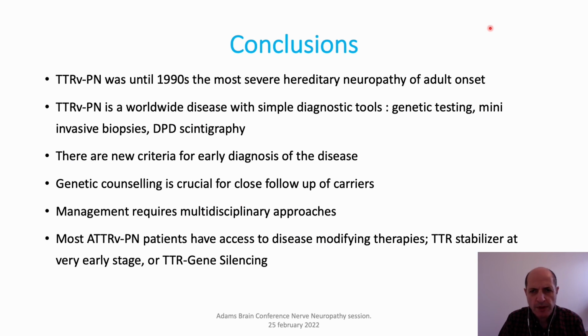TTR amyloid polyneuropathy was supposed to be the most severe hereditary neuropathy of adult onset until 1990. It's a worldwide disease which may be easily diagnosed by new clinical criteria, genetic testing, minimally invasive biopsy or DPD scintigraphy. Genetic counseling is crucial for close follow-up of carriers, and most patients now have access to disease-modifying therapy, TTR stabilizer at a very early stage, or TTR gene silencing.